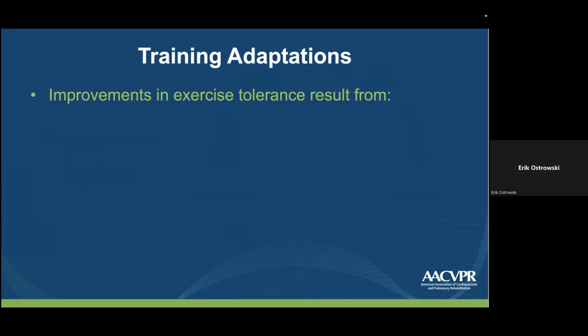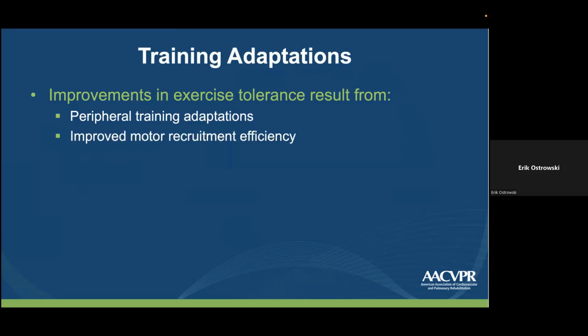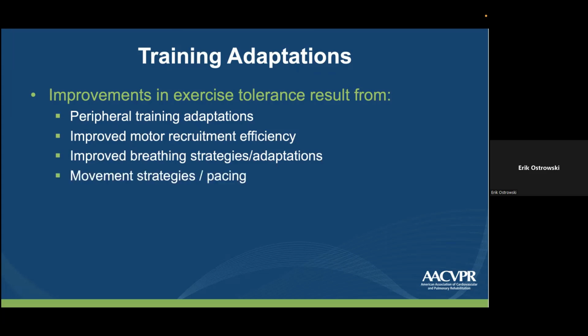So there are a variety of training adaptations we hope a patient can experience by participating in a pulmonary rehab program. The first are peripheral training adaptations, followed by improved motor recruitment efficiency. As you become more physically active and your exercise tolerance increases, you have improved motor recruitment efficiency. There are also the improved breathing strategies and movement strategies that we review with our patients, which can certainly help them increase their ability to perform exercise.